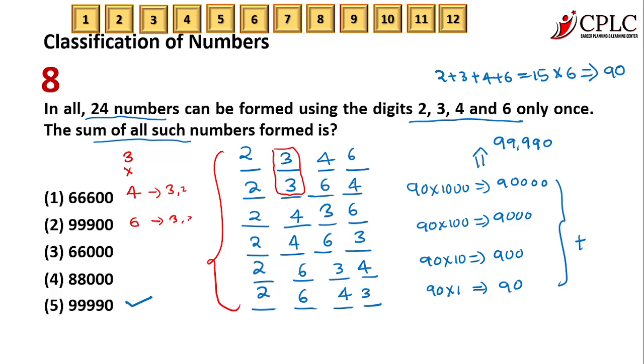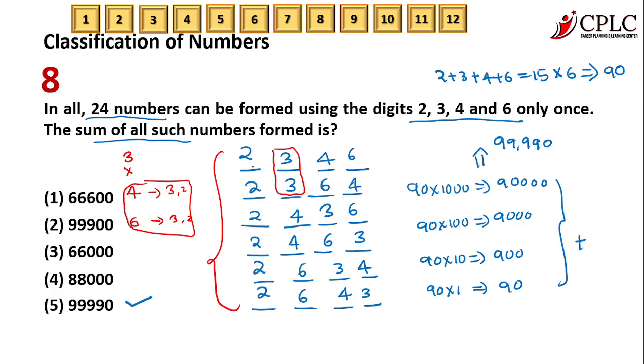I hope you understand what I'm saying. And hence we come to know that 3 will come at the hundreds place how many times? 6 times. Similarly 4 will come, similarly 6 will come. All the digits will come at every place 6 times. That's the pattern. Now why are we adding the digits and then multiplying it by the place values and then simply adding them up?